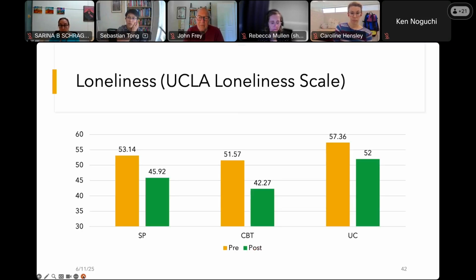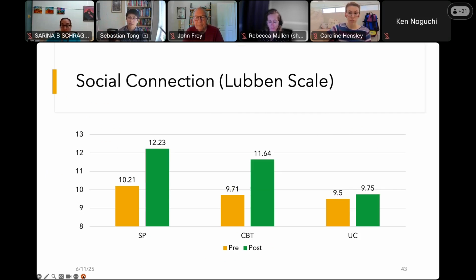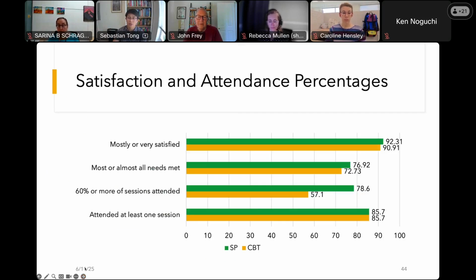Again, we're seeing decreases in loneliness in the social prescribing group and the CBT group. There was a usual care group in this case. The usual care group had some decreases in loneliness, but not to the level of the other 2 groups. We had increases on the Lubben scale, which measures social connection directly, in the social prescribing group and the CBT group, and not so much in the usual care group. Then we asked people if they were satisfied with the intervention, and people liked being in a virtual group with other people. A lot of people attended most sessions as well.